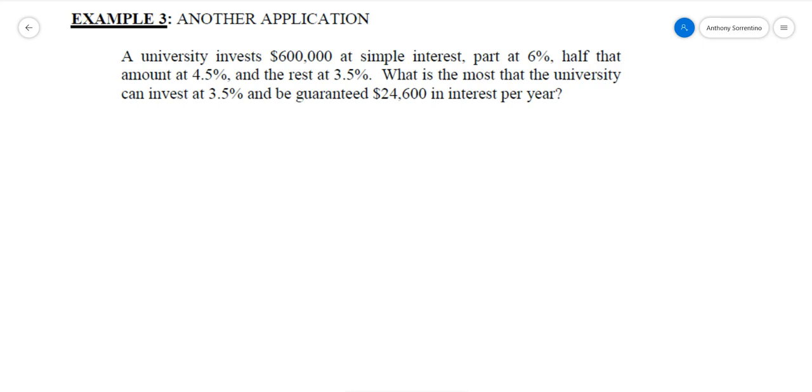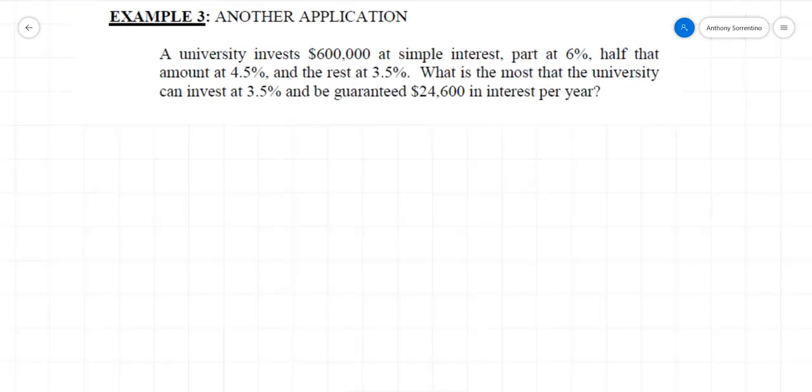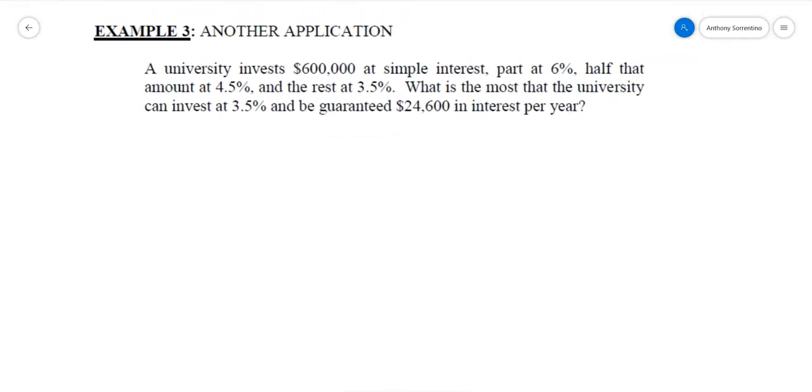A university invests $600,000 at simple interest, part at 6%, half that amount at 4.5%, and the rest at 3.5%. What is the most that the university can invest at 3.5% and be guaranteed $24,600 in interest per year? This gets a little tricky because the thing they're looking for is the amount invested at 3.5%.